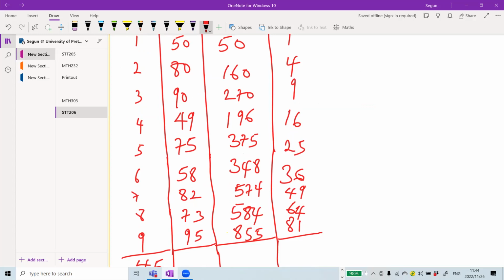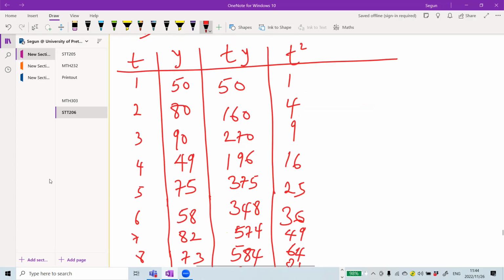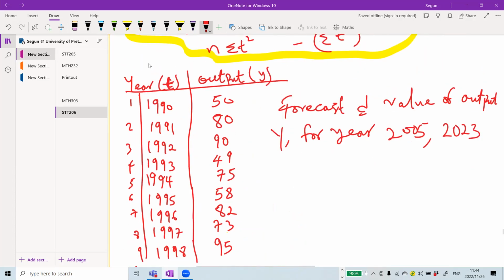So I don't even understand how we get the values of this T square and the TY. No, wait. Look at this question. This is TY. This is T. You are given year. Your year is T. Are you following me? Then you are given output to be your Y. And we are asked to find the value and forecast the value for the next 2005 and 2023.